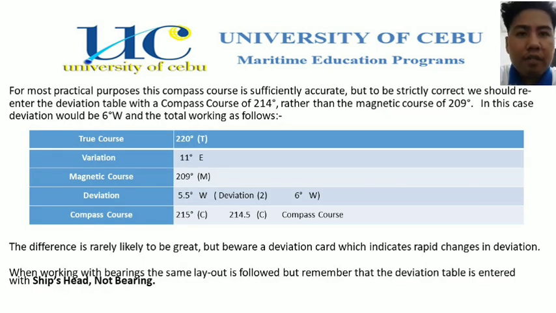For most practical purposes, this compass course is sufficiently accurate, but to be strictly correct, we should re-enter the deviation table with a compass course of 214 degrees rather than the magnetic course of 209 degrees. In this case, deviation would be 6 degrees west and the total working is as follows. True course 220 degrees, variation 11 degrees east, magnetic course 209 degrees, deviation 6 degrees west, compass course 215 degrees rather than 214.5 degrees.